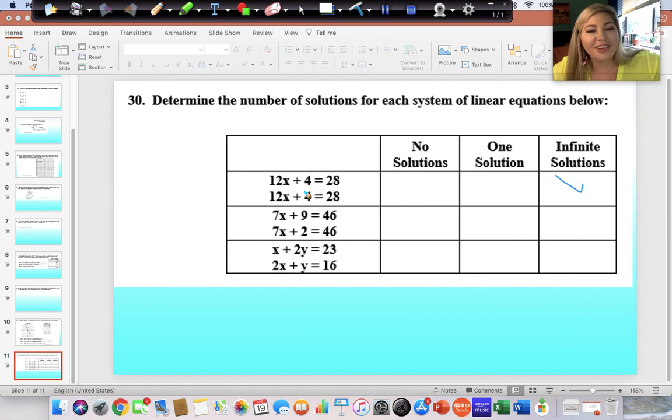Okay, when there is just one number that is different, that is no solution. When there is just one thing that is different, meaning just these numbers are different, everything else about it is the same, that would be no solution. And then when they are completely different, the linear equations are completely different, that is one solution only.